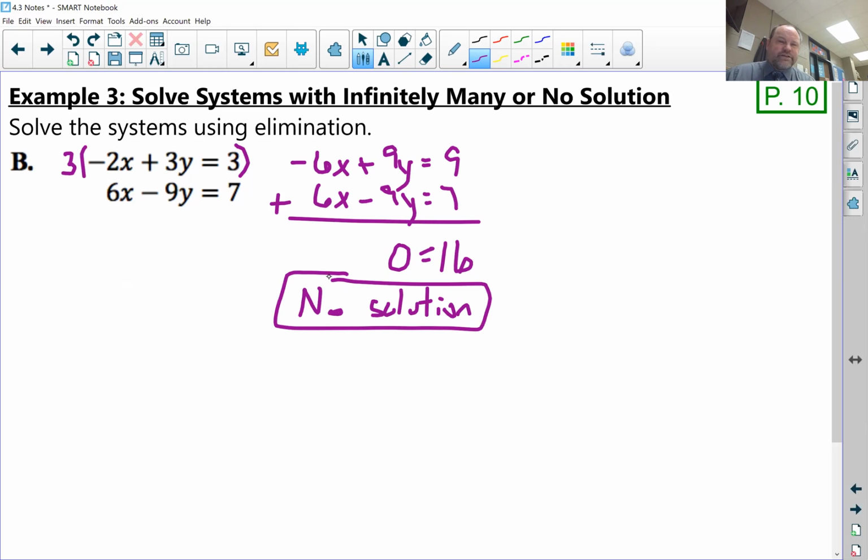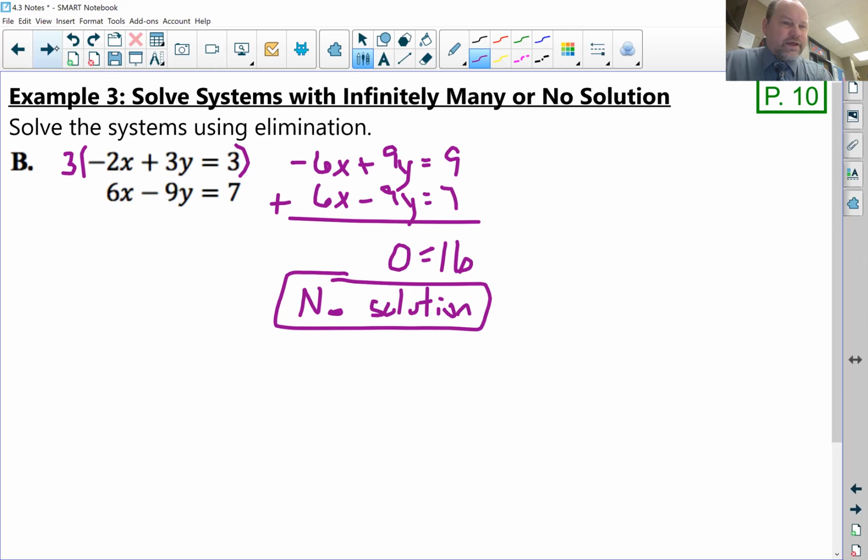One of the nice things with solving by elimination: if you get no solutions or infinitely many solutions, you're always going to get 0 equals a number. So that's the only time that you'll have either no solution or infinitely many solutions.